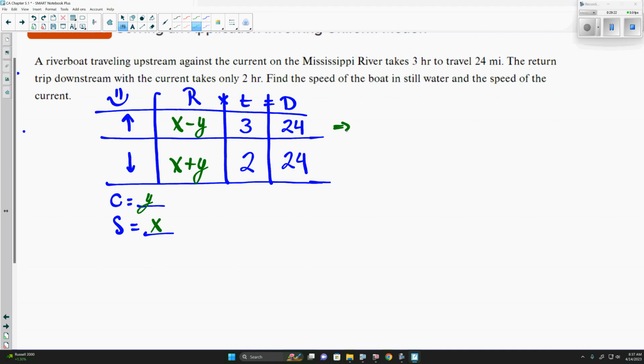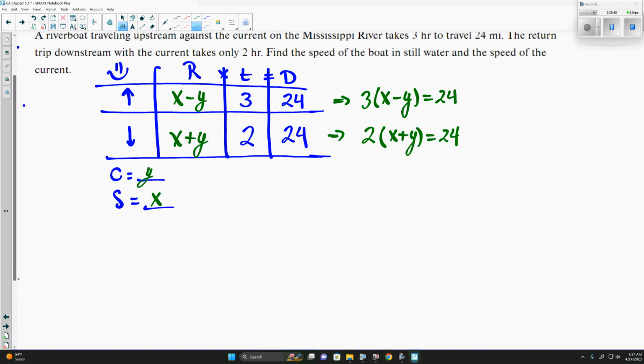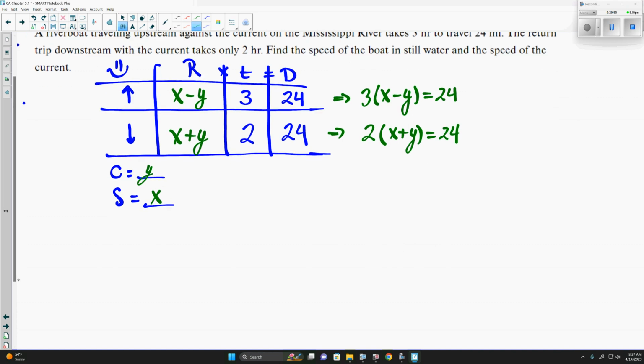So our equation here, rate times time equals distance. So 3 times our x minus y should equal 24. Downstream, again, rate times time equals distance. Now the nice thing is with both of these equations, they are both equal to 24.